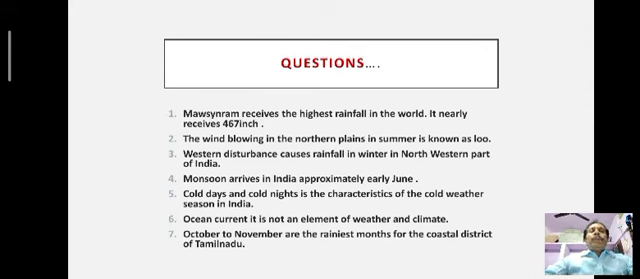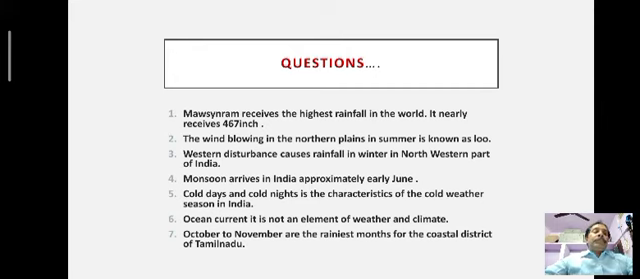Here the four options are not given, the direct answer is given. So it would be easy to understand, or it will be easy to recognize whenever you see the four options. So first, Mawsynram received the highest rainfall in the world, and it is situated in India.